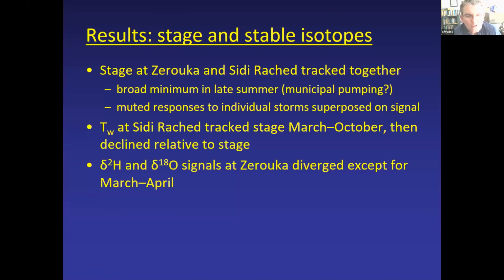So to summarize, for stage and stable isotopes, the stage at Zaruka and Sidi Rashid track together with a broad minimum in late summer. These are vacation towns. We think it's attributable to municipal pumping, and muted responses to individual storms superposed on the signals. Water temperature at Sidi Rashid tracked the stage from March to October, but then declined relative to stage, and the O18 and deuterium signals diverged except from March into April.